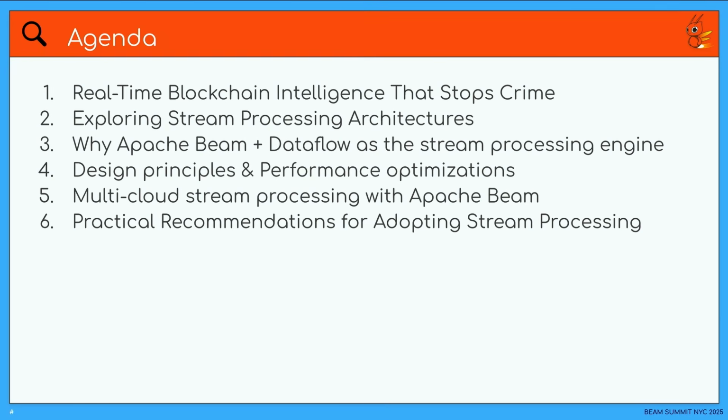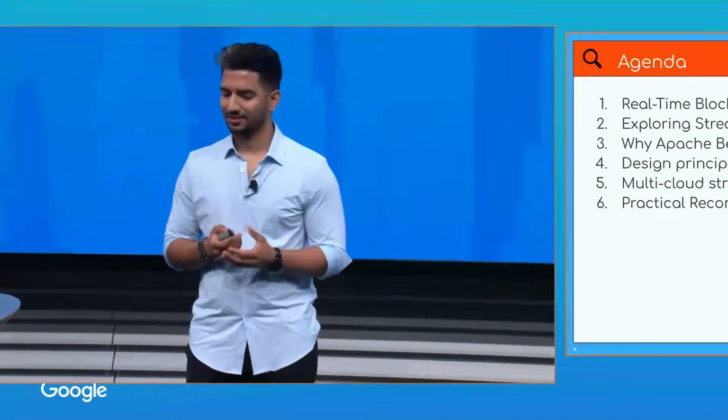Here's a quick overview of what I'll be talking about today. I'll begin by talking about why we need real-time intelligence at TRM Labs. Then I'll talk a bit about our journey of building one. We'll also explore some stream processing architectures along the way, and I'll discuss why and how we chose Apache Beam with Dataflow as our stream processing engine. And then I'll also try to cover some practical recommendations that we use, some design principles that we follow, and techniques that have helped us scale our stream data platform efficiently.